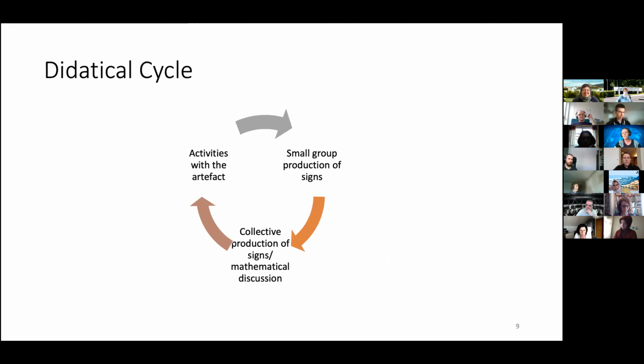The activities in the classroom are established with the didactical circle, where the activities and the artifacts are tested out with the students, and where they try to get an understanding about the concept of the computer or the robots. And then they are working in small groups and producing signs, mathematical signs, and working with different concepts of mathematics. And after that, they are collectively having a mathematical discussion or computational discussion about how to solve different tasks with use of the robots.